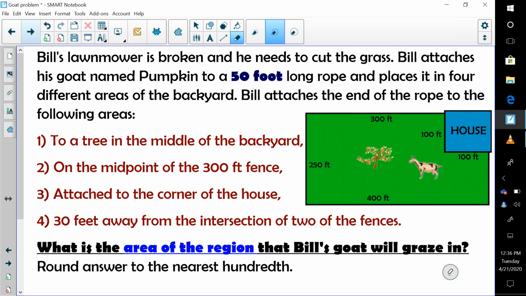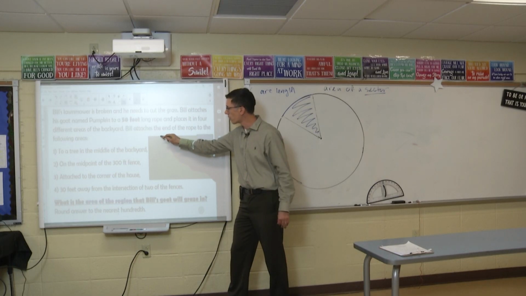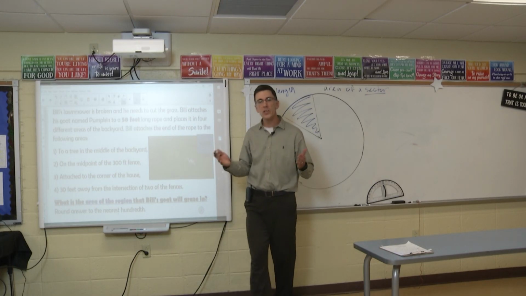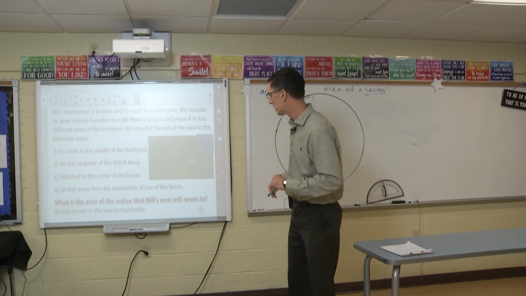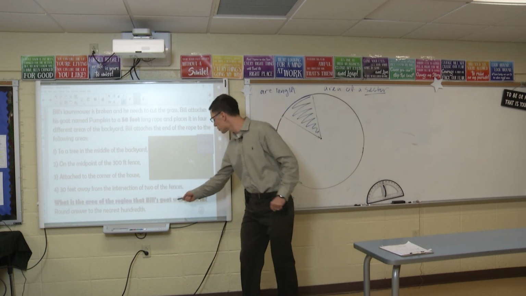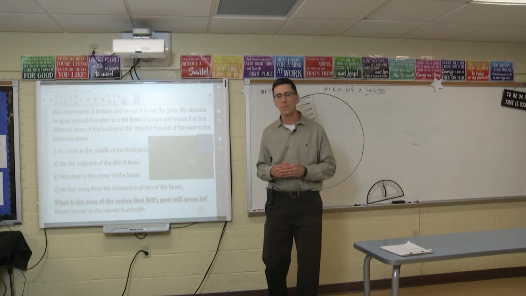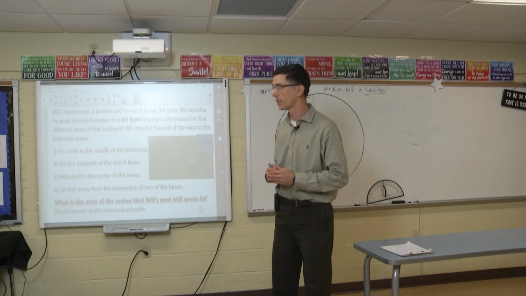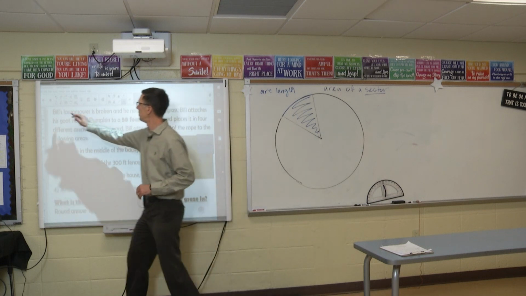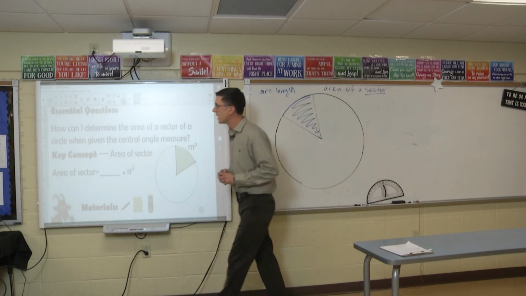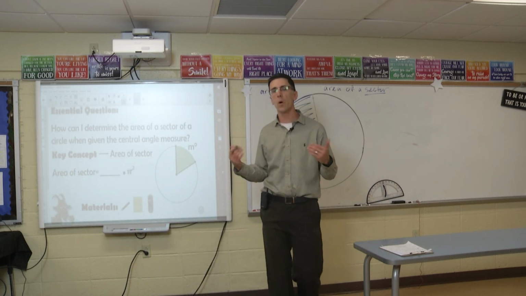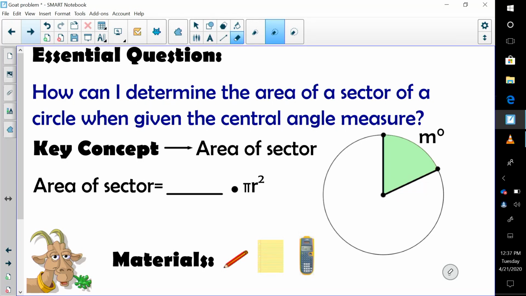At the intersection of 2 fences, we're going to place Pumpkin 30 feet from that intersection. Now the question is this: what is the area of the region that Bill's goat will graze in? We're going to round our answers to the nearest hundredth. The essential question today is how can we determine the sector area given the central angle measure?